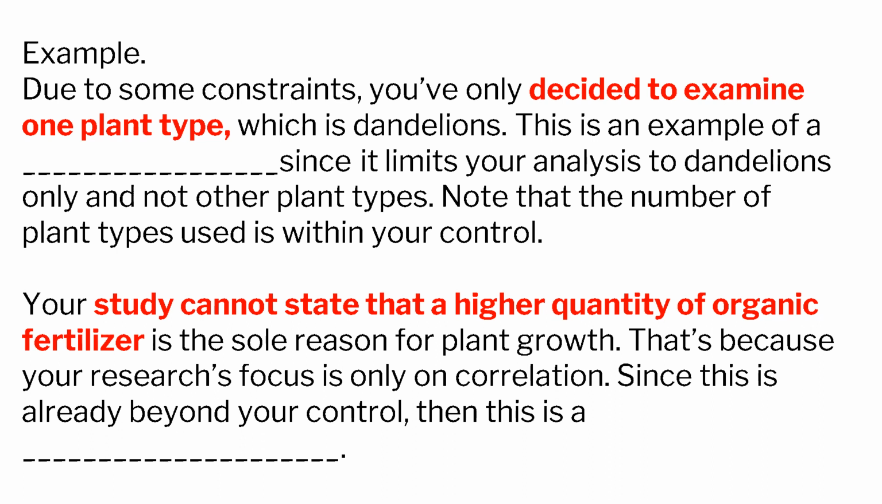For example, due to some constraints, you've only decided to examine one plant type, which is dandelions. This is an example of delimitation, since it limits your analysis to dandelions only and not other plant types. Note that the number of plant types used is within your control.